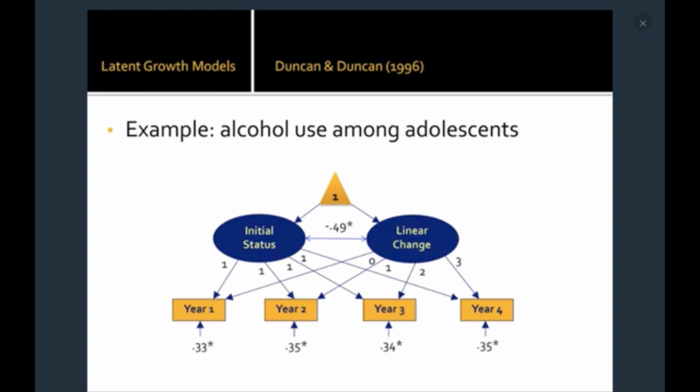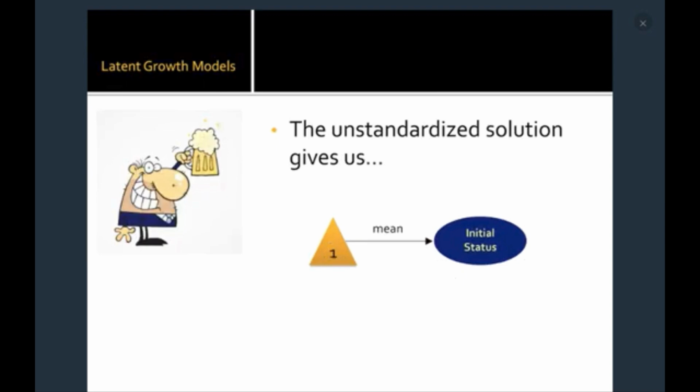And then you get the residual variances down there at the bottom as part of the standardized solution as well. But there's other things that we can look for that are equally, if not more interesting from a latent growth curve model. So we need to look more at the unstandardized solution as well. That's going to give us our means. So if we look at the unstandardized regression coefficient pointing from the constant to the initial status latent variable, we're going to get 2.29, and that is on the scale of alcohol use.